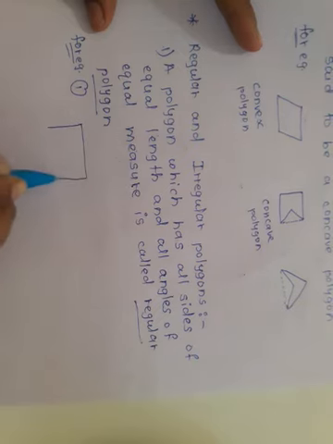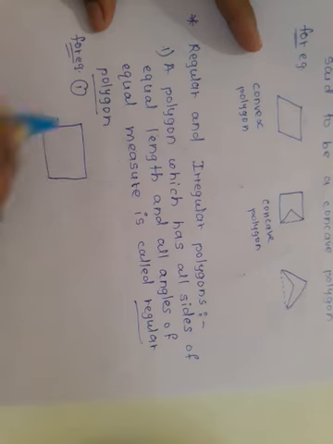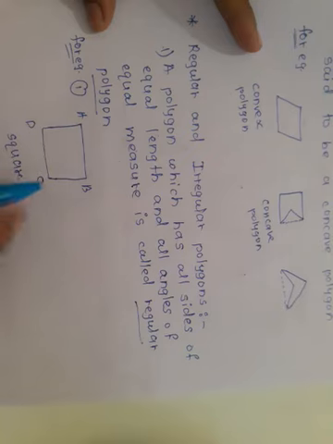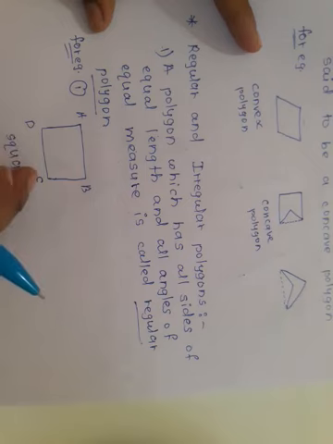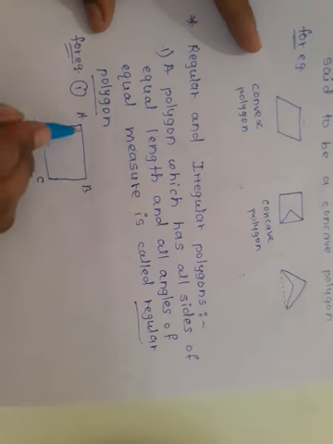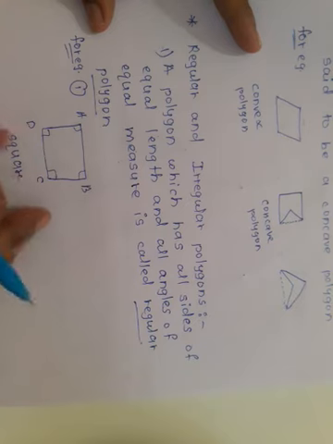So draw the diagram of a square. ABCD is a square. All its sides are equal. We know very well that all the sides of a square are of equal length and all the angles are of 90 degrees, meaning all the angles are also equal, and therefore a square is a regular polygon.